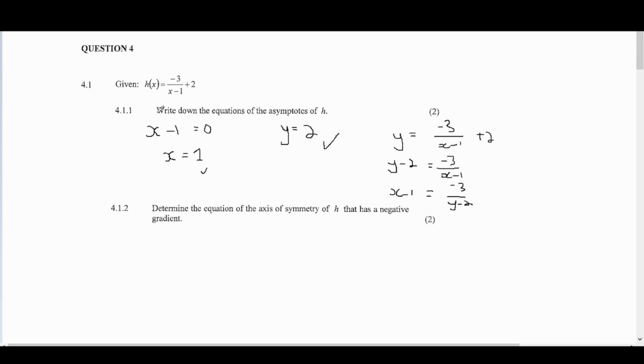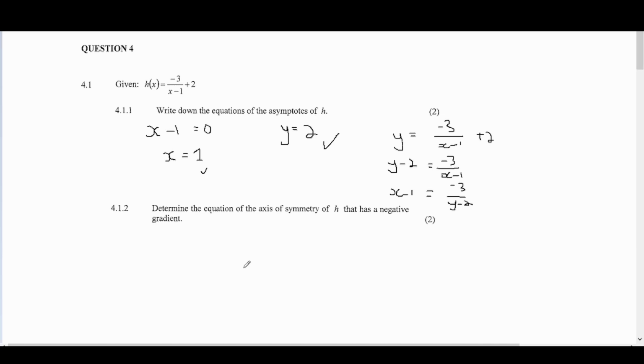And with a hyperbolic graph, you have 2 axes of symmetry, one with a positive gradient and one with a negative gradient. So in this case, they're asking for the one with a negative gradient, and the negative gradient just means that it's going downwards, so it will go from the top left to the bottom right. And if it was positive, it would go from bottom left to top right. So how will we determine our axis of symmetry?